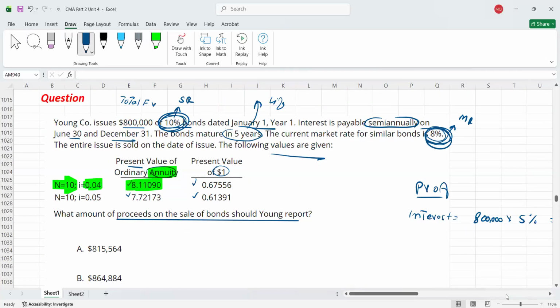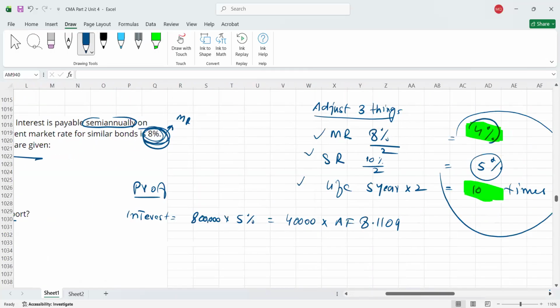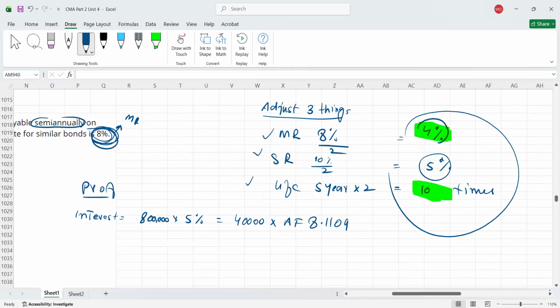Is it clear? Okay, then what? So multiply 40,000 by this figure, 8.1109, and it is going to be 324,436. Then you have to calculate the present value of the face value also.